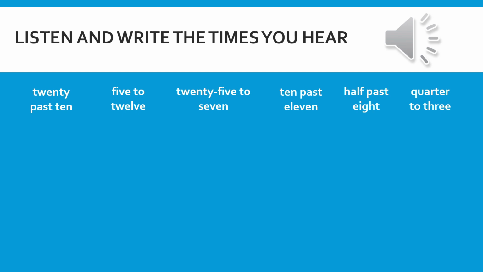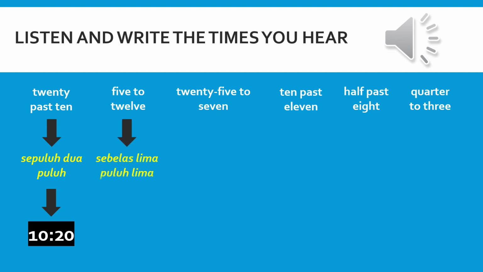So, these are the times in words that you heard from the audio just now. I'm going to explain to you first each time here one by one in BM. 20 past 10 in BM means 10.20. And 10.20, to write it in a digital time, it is like this, 10:20. Next, 5 to 12 in BM, it means 11.55. And when you convert into digital time, it is written as 11:55.